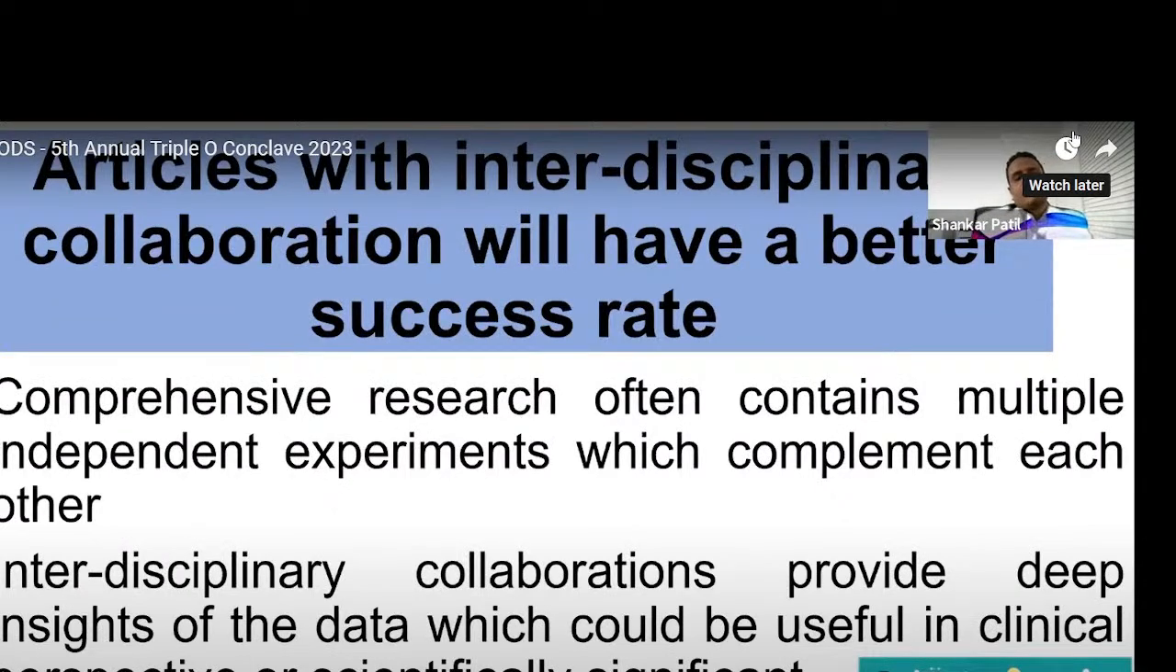Collaboration is very, very important because people don't collaborate, I have seen. So if you want a comprehensive research, suppose you are doing research on artificial intelligence, you have to involve a person who has experience in AI. So take his feedback and suggestions and then start the study.